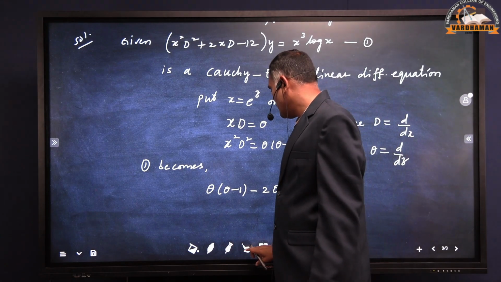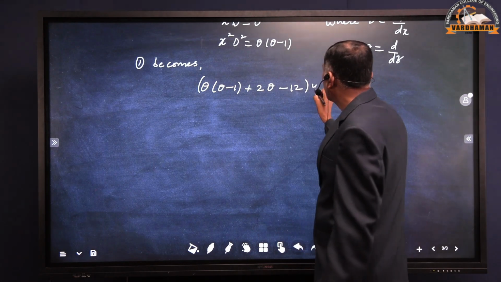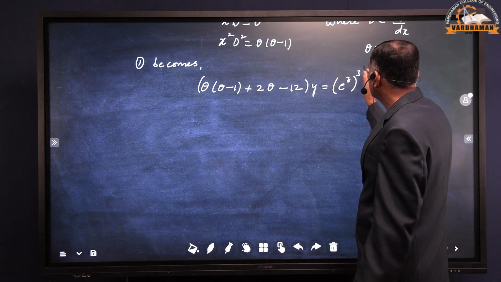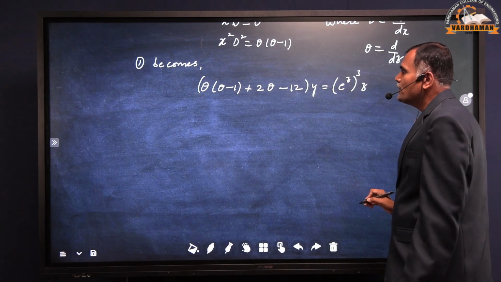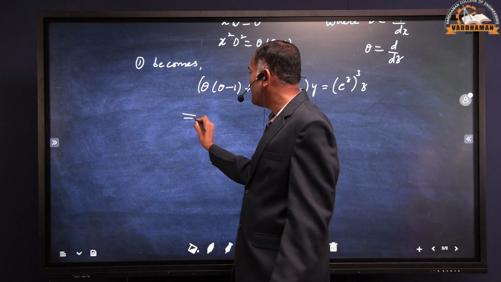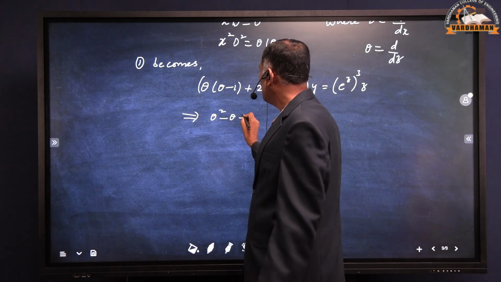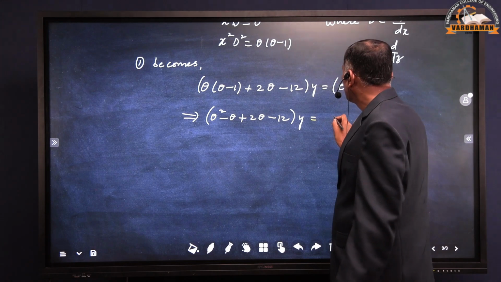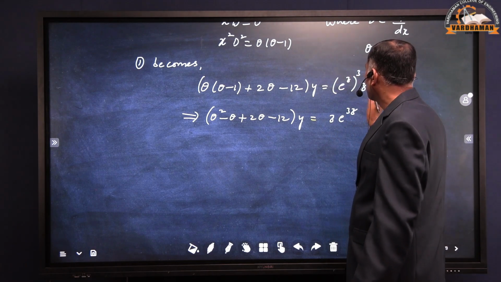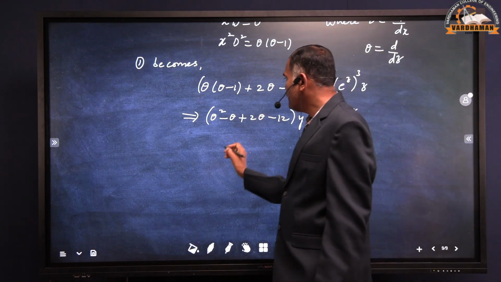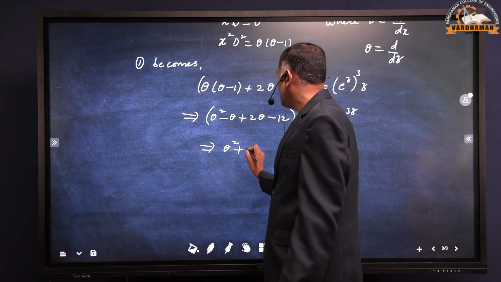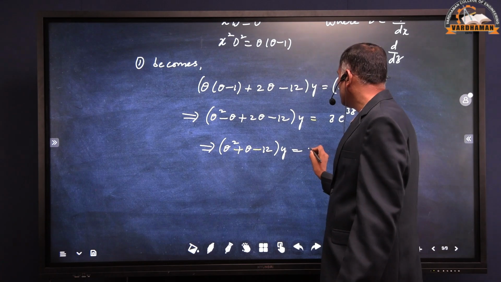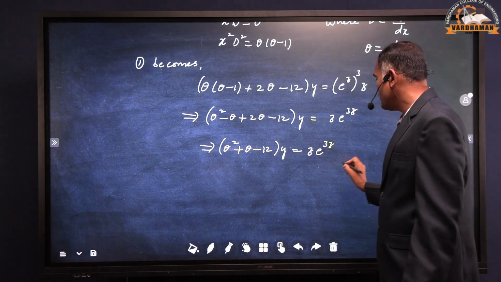Then this becomes like this, into y equals to, in place of x cubed, in place of x we write e power z, so e power 3z, and log x is nothing but z. Now it becomes like this. We need to simplify this one. θ squared minus θ plus 2θ minus 12 into y equals z into e power 3z. Now simplify further: θ squared plus θ minus 12 into y equals z into e power 3z.